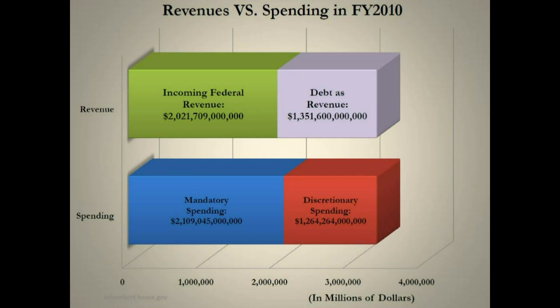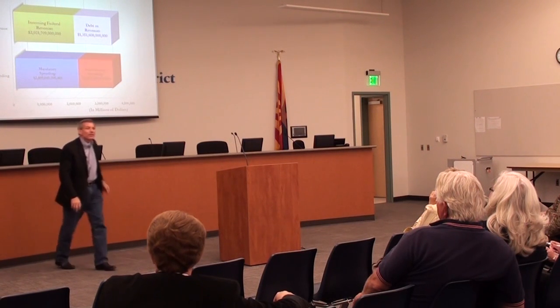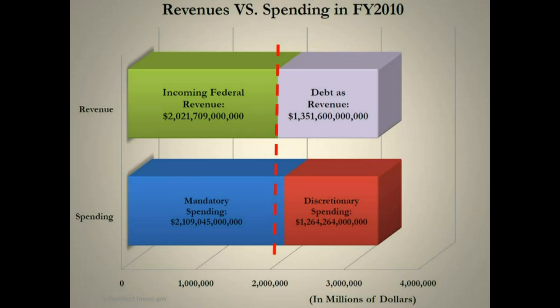Revenues, and revenue from selling bonds and debt. Does anyone notice where, if you were to line up where the revenues cross? We don't take in enough money, and this is 2010, enough money in revenues to cover the entitlements.